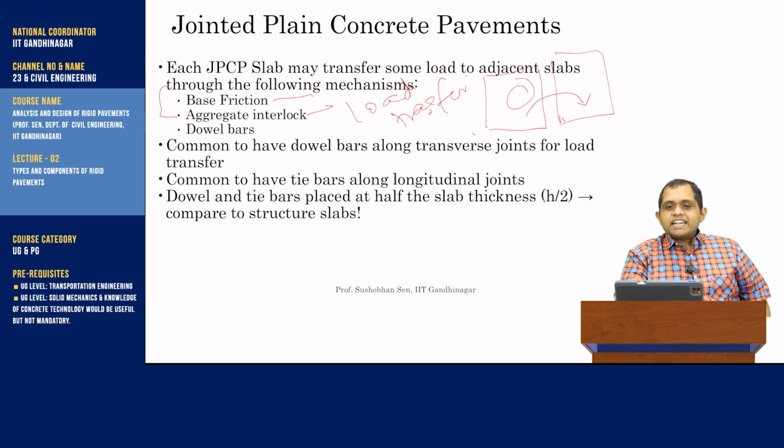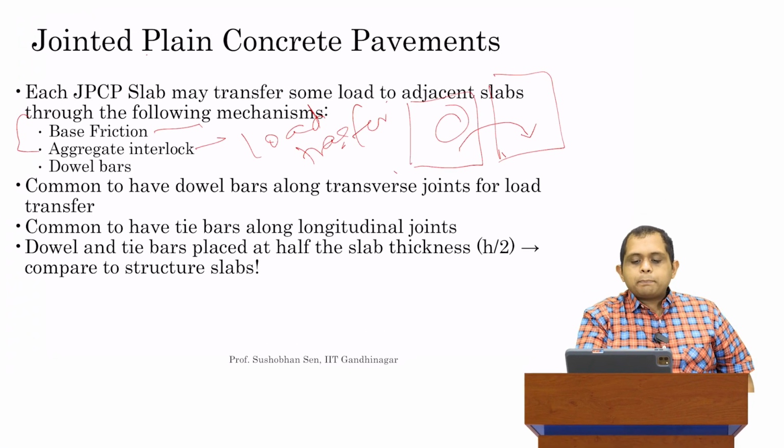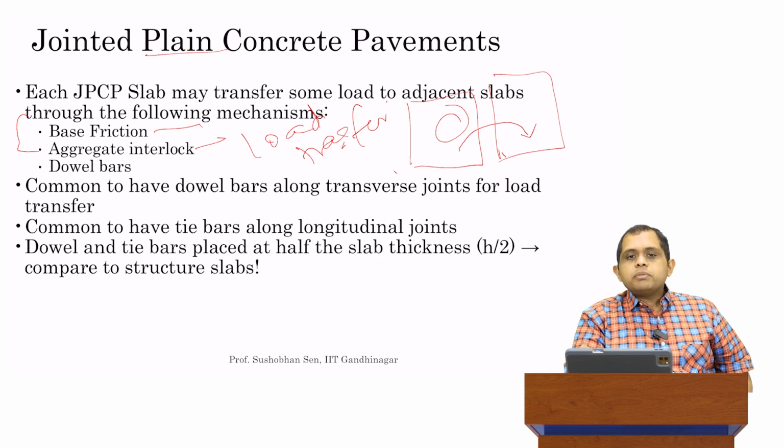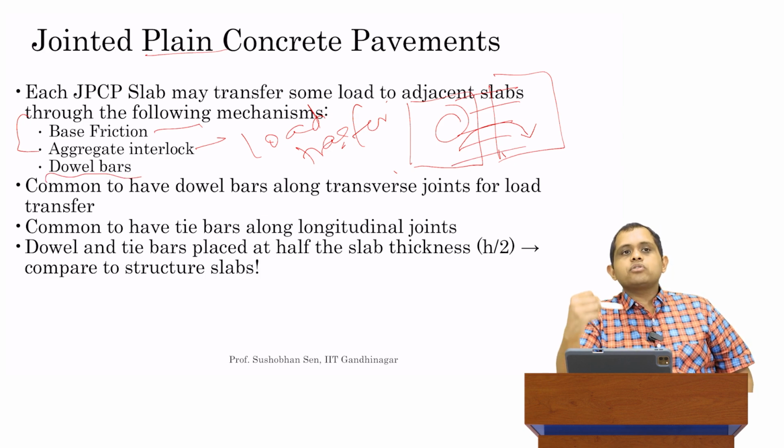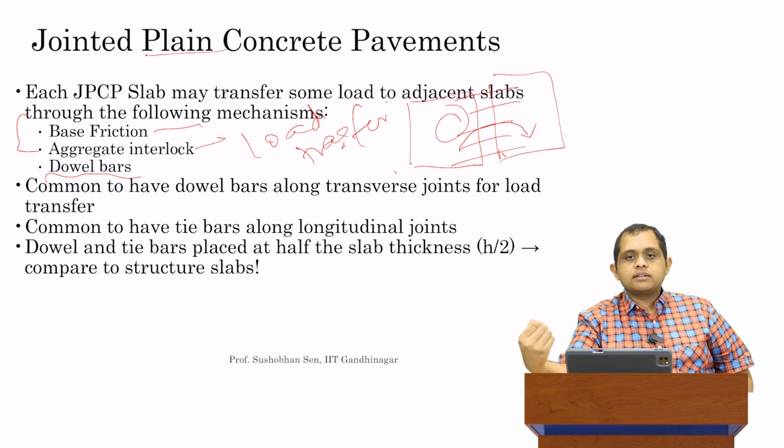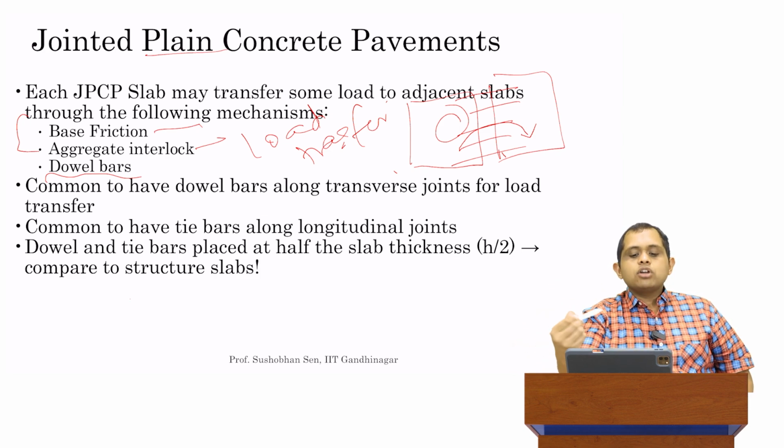So as I mentioned, the individual slabs in JPCP are plain, which means they don't have any steel in them. But in between these slabs, we do generally put steel. And these steel bars are called dowel bars when they're particularly put for the purpose of transferring load from one slab to the other in the direction of the traffic. Then we call those type of steel bars dowel bars.